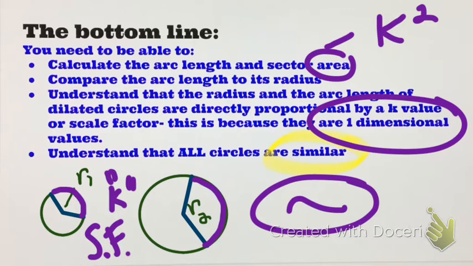So that's the end goal, is to understand these things, that the radius and the arc length of a dilated circle is directly proportional by a k value or a scale factor. And this is because they are one-dimensional values. There you go. That's the end of the lesson in 1 minute and 56 seconds. No, it's not. Let's go back to the beginning.